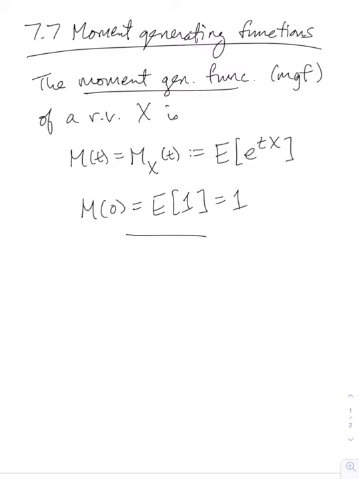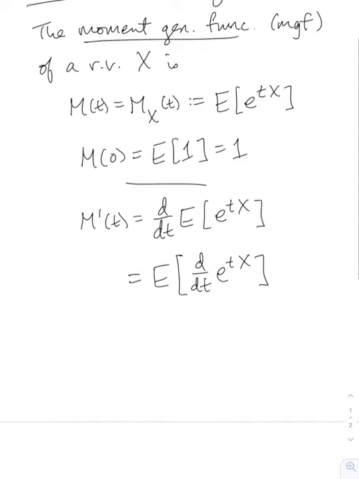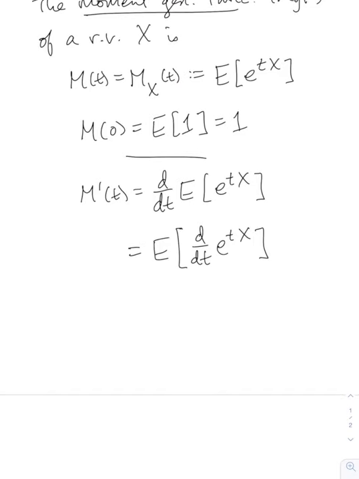Okay. Well, then I could compute M prime of t. That would be d dt of the expected value of e to the tX. Now what I can do with that, the next step that I could do, the justification of this step goes beyond our class, but under the appropriate hypotheses on the random variable X, I can reverse the order of the expectation and the differentiation. Now if I differentiate there, then capital X is a constant, and so I get the expected value of X times e to the tX.